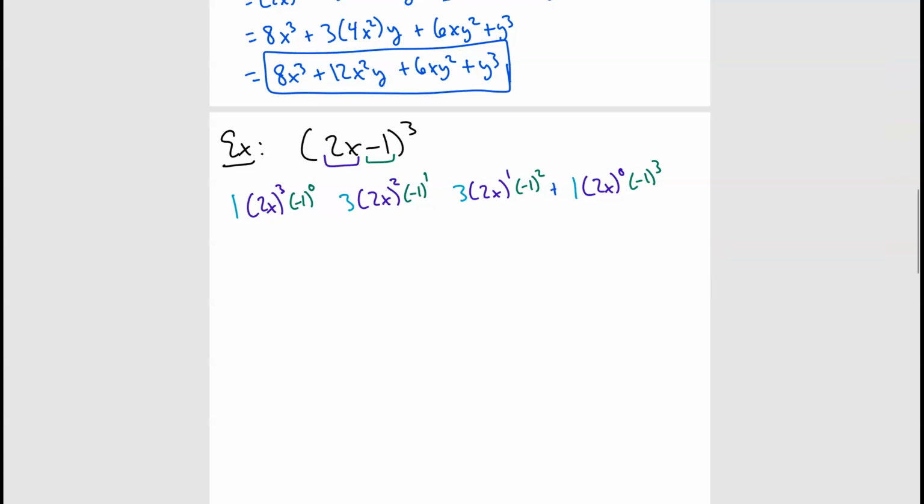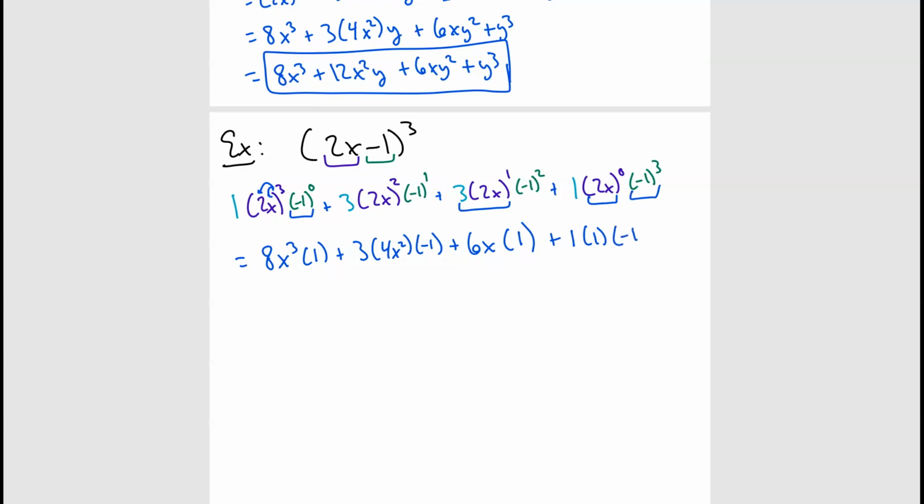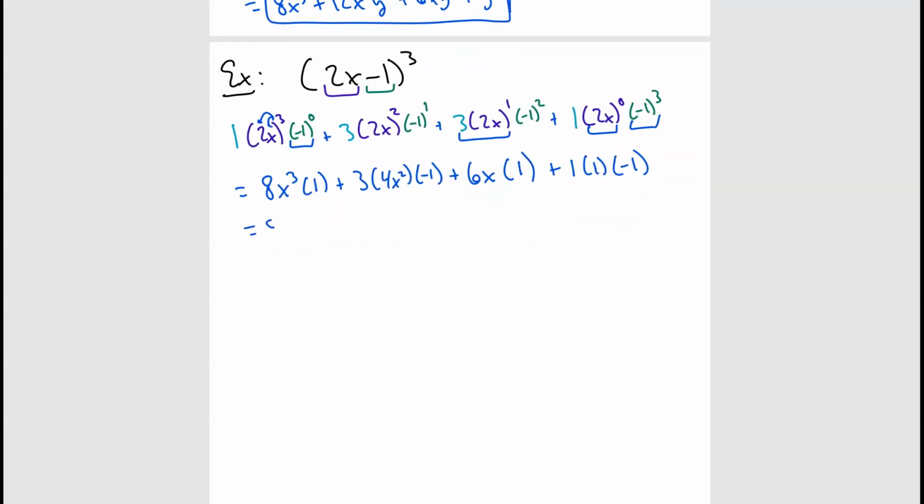And let's just add everything up. So this is just going to give me 2 to the third power, which is 8x cubed. This is going to give me 1 times 3, which is 4x squared, then you have a negative 1 attached to it. This part is going to give me 6x, and then negative 1 squared is just going to give me a 1, so a 1 times a 1. Negative 1 to the third power is going to give me a negative 1. So my answer is going to be 8x cubed minus 12x squared plus 6x minus 1. This is going to be my final answer.